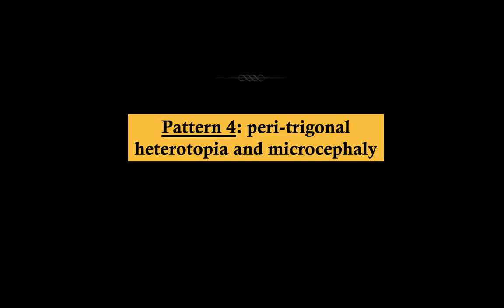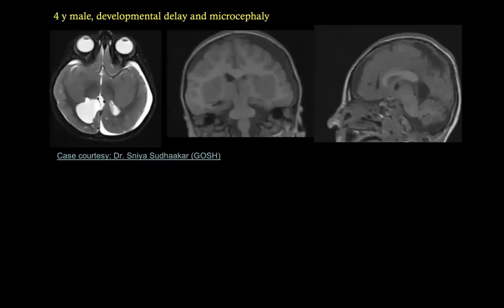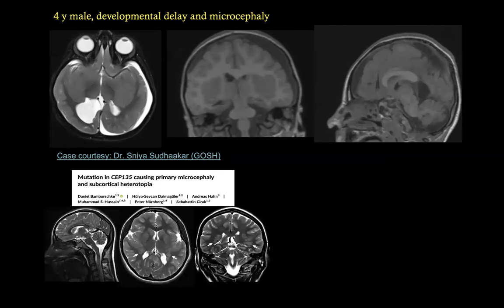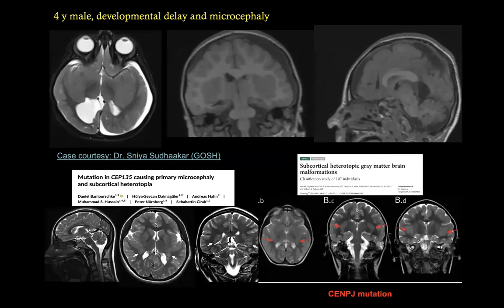Finally, peritrigonal heterotopia with microcephaly. I need to thank my colleague, Dr. Sudhakar, who taught me this pattern. And you see this periventricular peritrigonal lump of gray matter, almost some wings here, with associated abnormal corpus callosum, very microcephalic with developmental delay. And this has been also published here. There are two genes, either CENPJ or CEP135, that present with this typical peritrigonal temporal areas of periventricular heterotopia. So you can basically suggest these two genes.